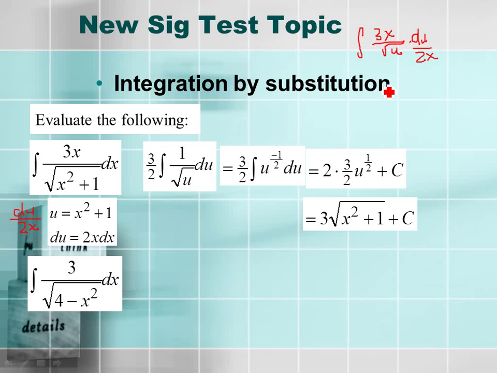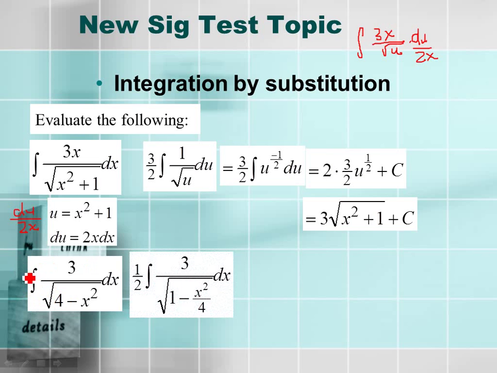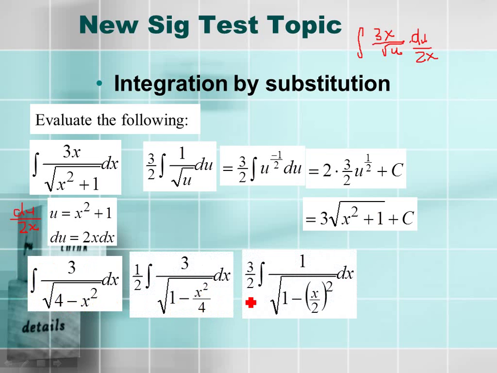Okay, this other one is the one you just recently learned. You need to recognize this is a form of sine inverse. Now in order to use sine inverse, I need to make that 4 into a 1. So I'm going to factor out the 3, and I'm going to factor out the square root of 4. So 3 over the square root of 4 would be 3/2. Then when I factor out the 4, I'm going to make this x squared over 4. I'll be able to rewrite this as x over 2 squared.